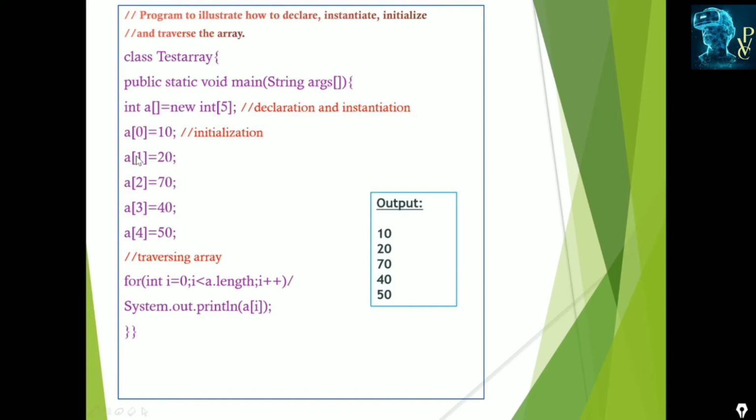So we are initializing a of 0 is equal to 10. You can directly use the index positions, or you can use the curly brackets, you can directly assign these values. Okay, traversing means moving from one position to the next and displaying those elements.